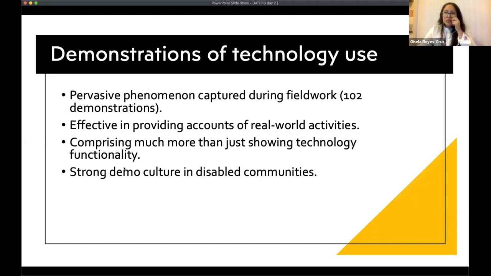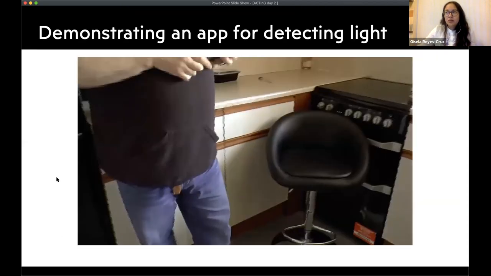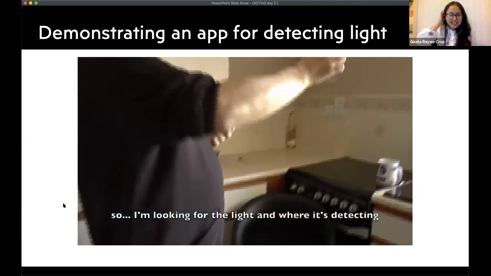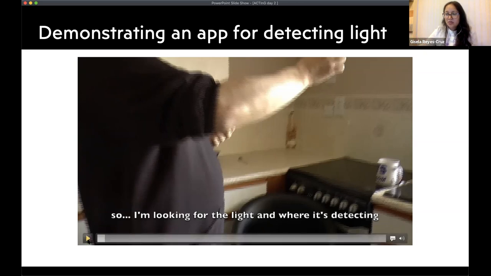So I'm going to show you an example of this. Sorry, I hope you can hear it. This is a completely blind person who is showing me how he uses an app, how he uses the camera of the phone, for detecting light sources. We are in the kitchen of his house and he's showing me this. I hope you can hear it and see it properly.